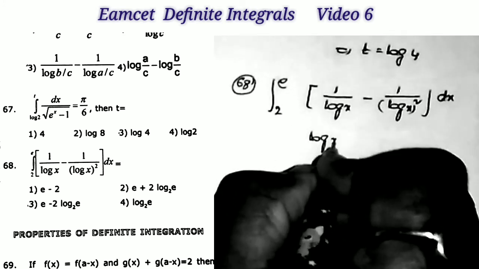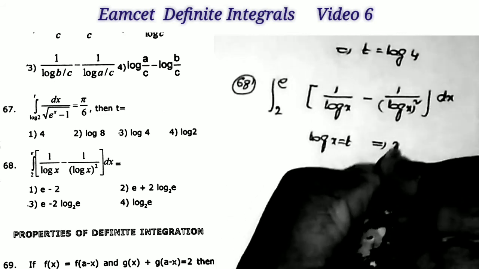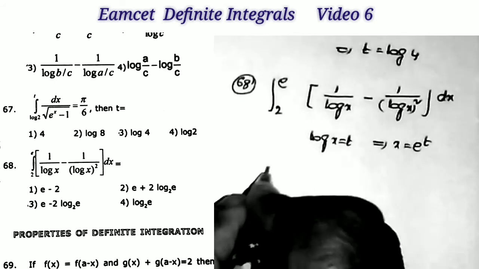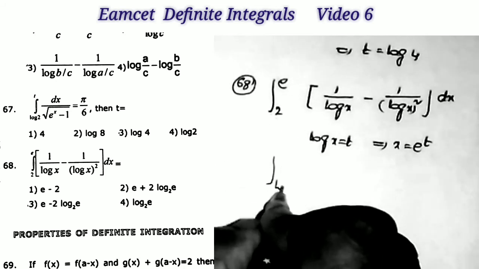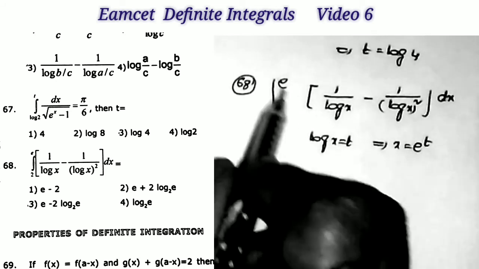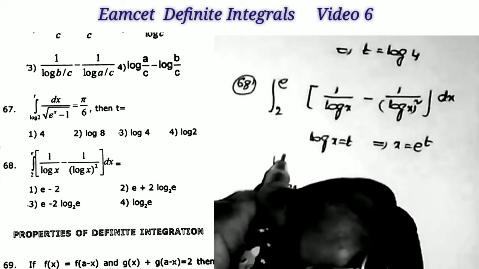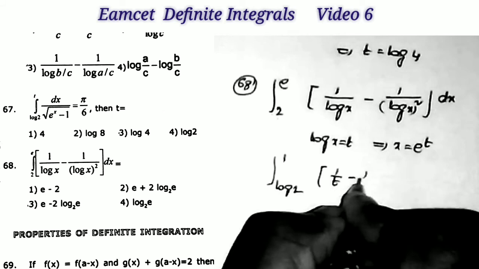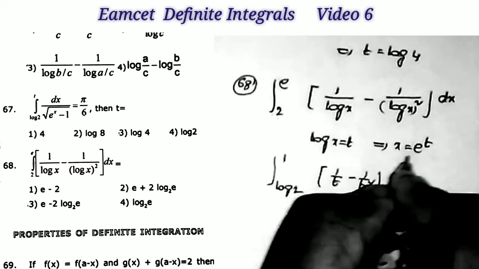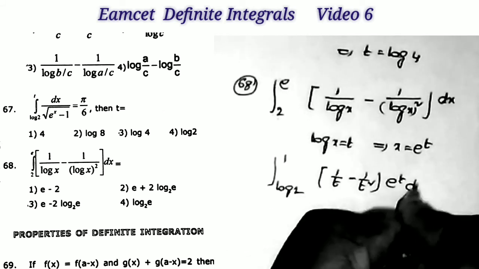First we take log x is equal to t. Then what is x value? x is equal to e power t. Now what are the limits values? x is equal to 2, that is t is equal to log 2. x is equal to e, that is t is equal to log e, that is equal to 1. Now the question becomes 1 by t minus 1 by t square into what is dx value? e power t into dt.